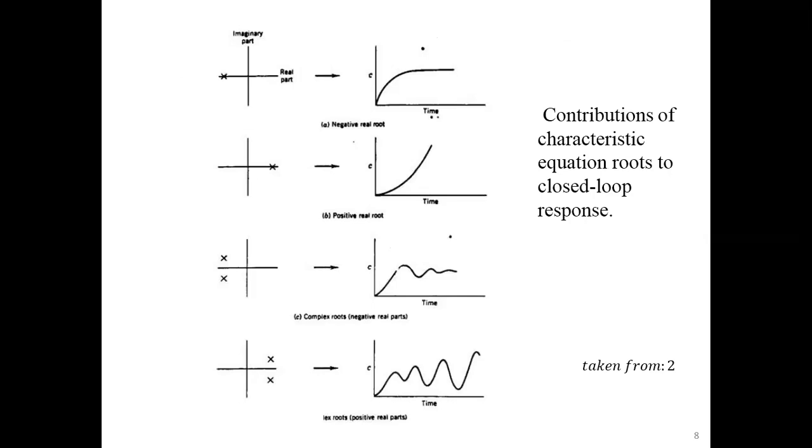Now the contribution of characteristic equation roots to the closed loop response. See the graph with the imaginary part and real part, and the point you can see, so the output graph will be as shown. The first one is a negative real root. Second is a positive real root, where the root is positive and real, and the graph is exponentially moving upwards. Number three is complex roots with negative real part, where the response oscillates after increasing. The next one is complex roots with positive real part. So here you can identify four things: negative real root, positive real root, complex roots with negative real part, and complex roots with positive real part.